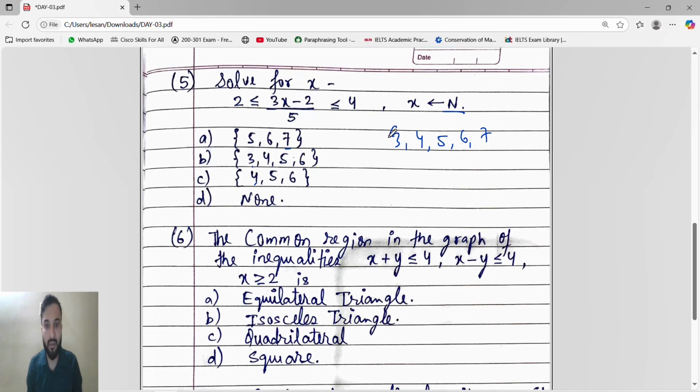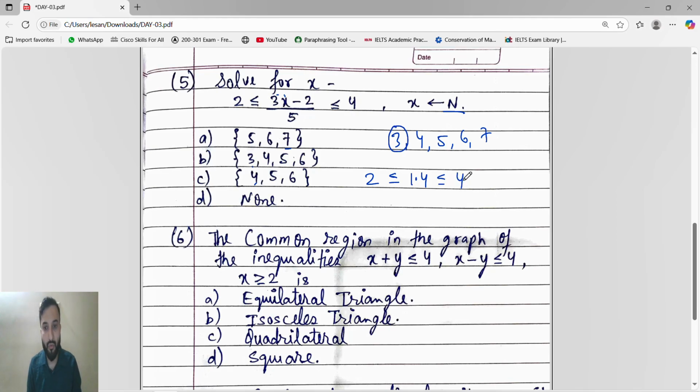First of all, we'll check 3. We substitute 3 in place of x. The 2 less than or equal to stays the same. If I substitute 3 here, 3 times 3 is 9, 9 minus 2 is 7, and 7 divided by 5 is 1.4. The middle value we got is 1.4, and it should be less than or equal to 4.